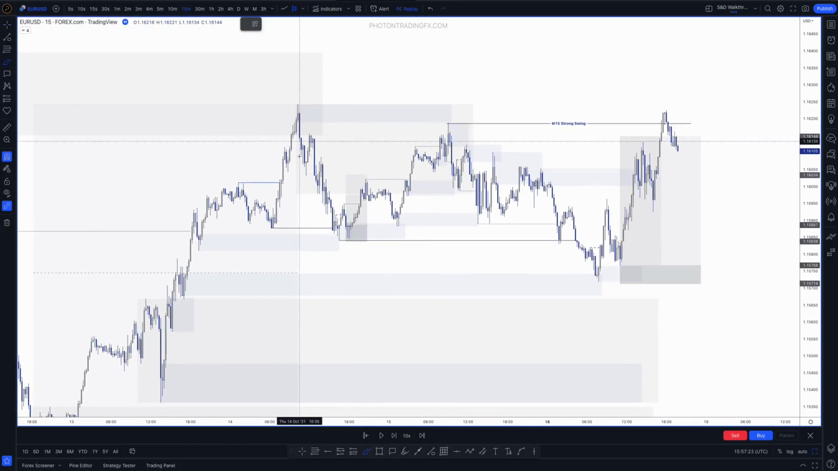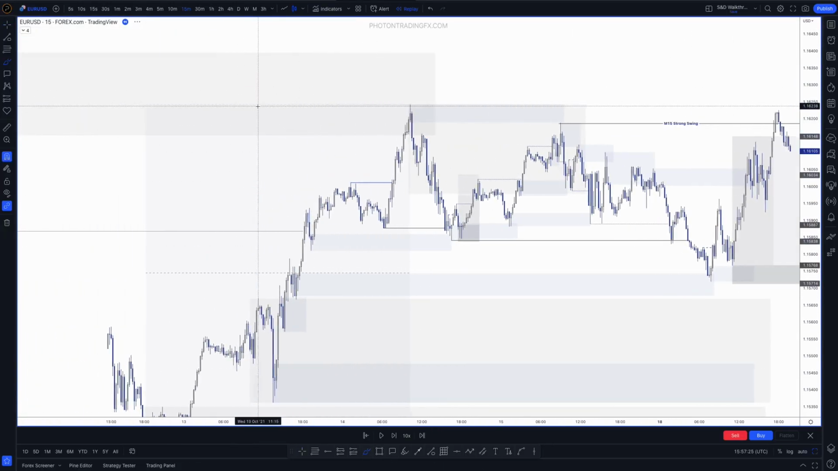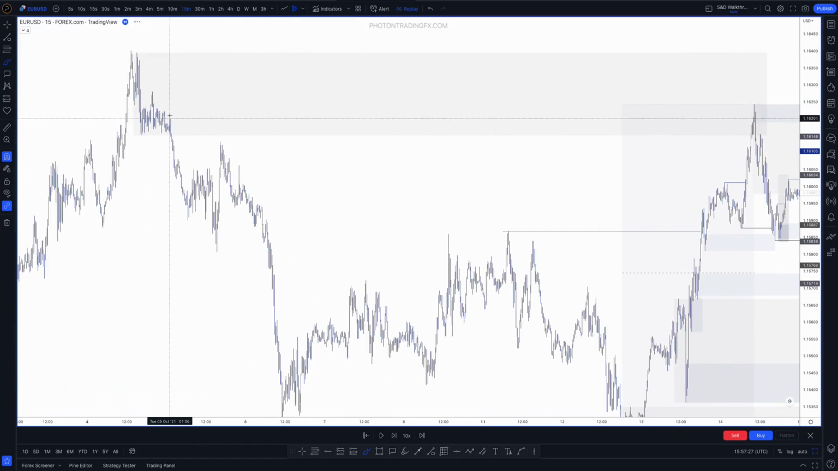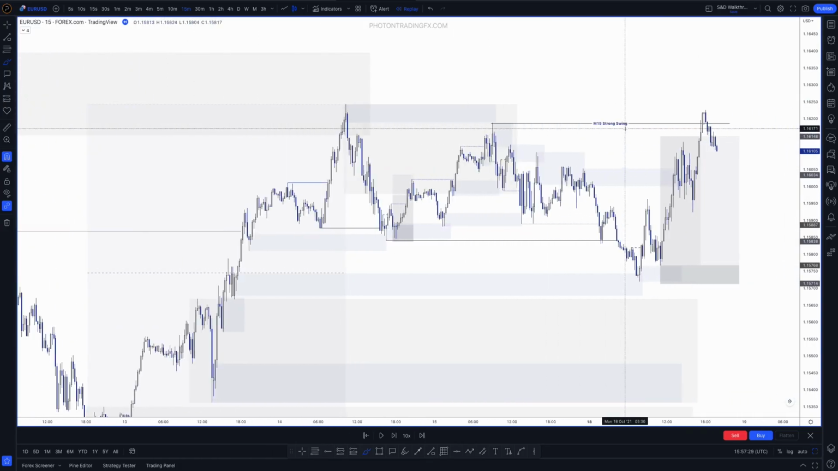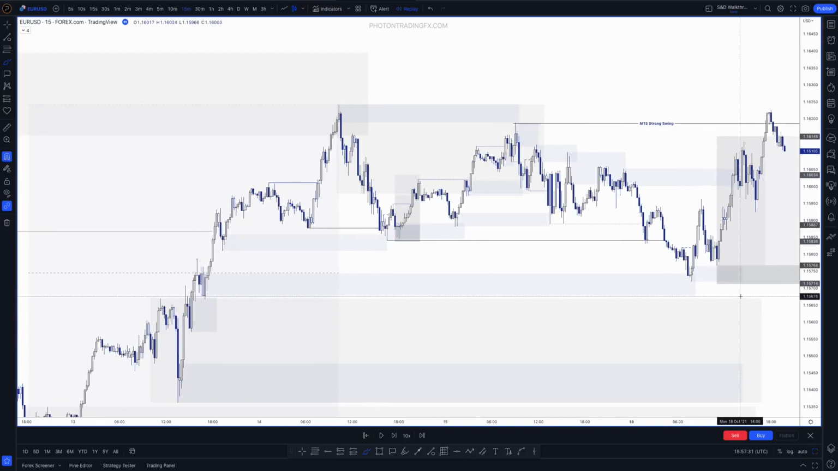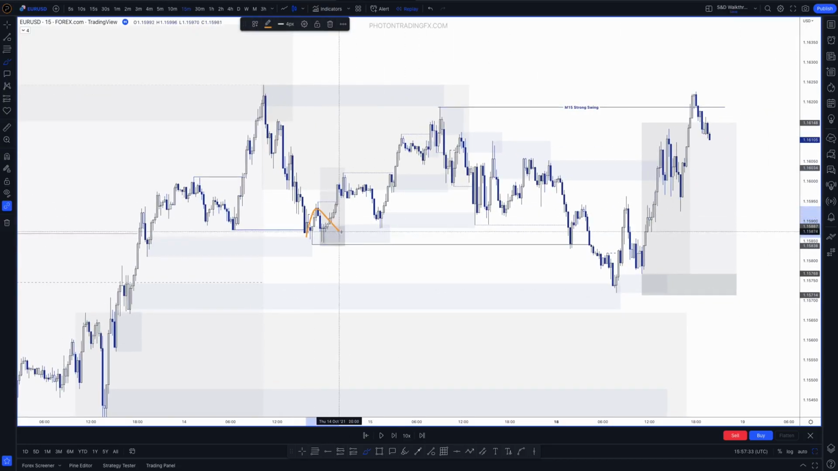So that 4-hour mitigation of supply, right? If we look left, you probably even find an M15 zone within here, right? That we come off. But anyway, we switch bearish. So now we can play the M15 swing pullback phase. It depends on how much confidence you want.